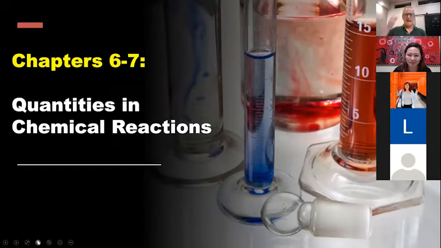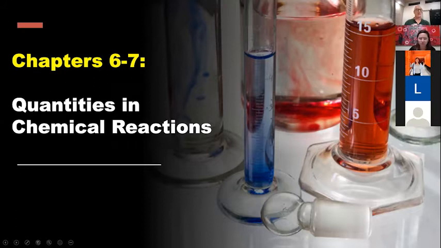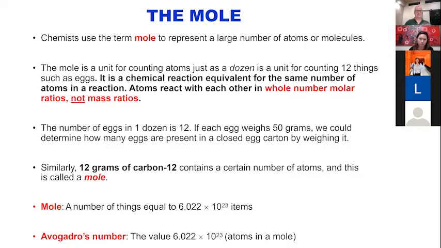Now we're getting into more quantitative parts of chemistry, where we're going to be looking at quantities and reactions. We're looking at how much, if I have a certain amount of reactant, I can predict how much of a product I'm going to get. Or if I have a certain amount of product, I can predict how much reactant created it. And we know that this is all based on the mole.